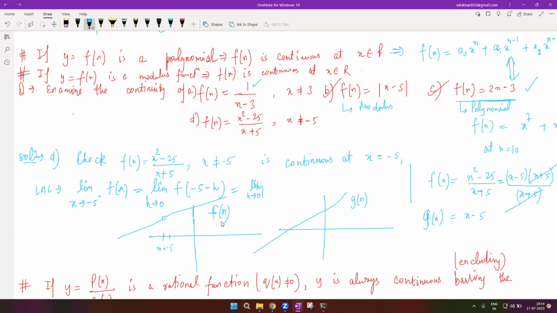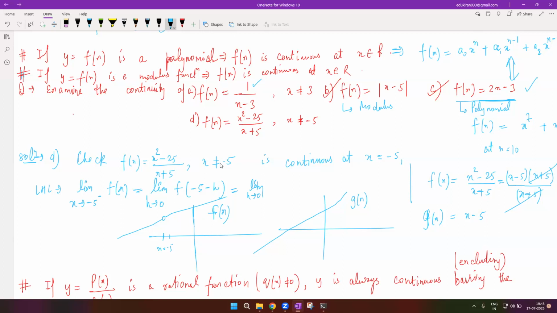Right now, to solve this, I will make it x minus 5. Also understand this: I'll make it x minus 5 only for solving this limit. But that does not change the fact that f(x) is (x square minus 25) upon (x plus 5). f(x) is not x minus 5. But to solve the limits, I will use my factorization technique to find out the answer.